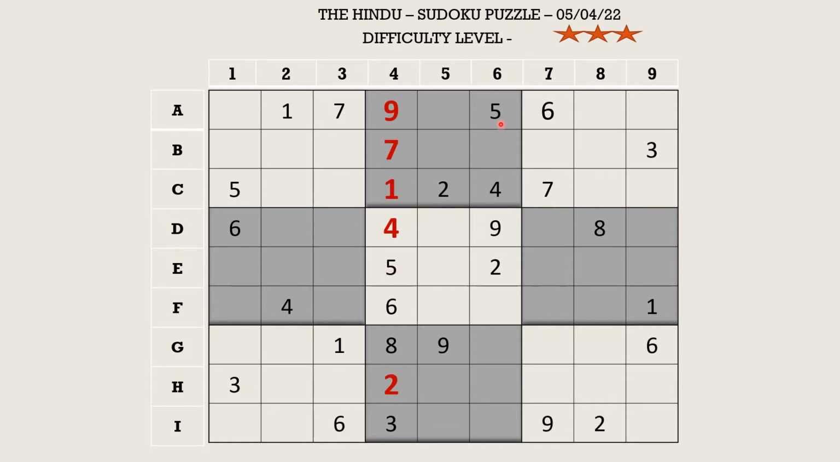Now we can fill column 6 also in the same pattern. There is a 3 and 8 which blocks these 3 cells. So 3 and 8 has to be in these two cells F6 and B6, but you can see 3 here in B row which blocks here. So B6 takes 8 and F6 takes 3.